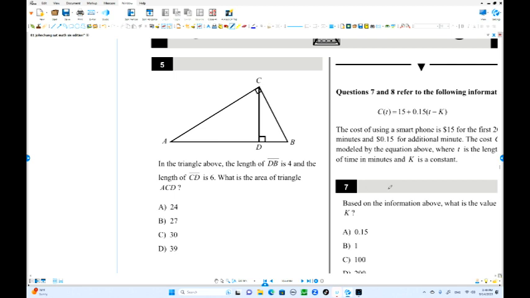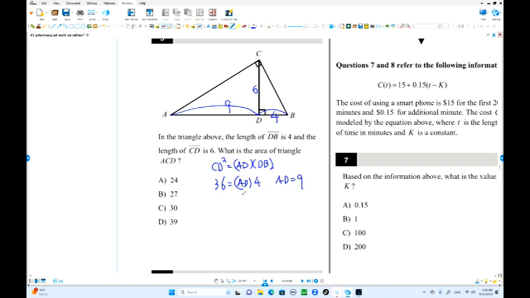Number 5. You have a right triangle proportion, right? DB equals 4, this side is 4, and the length of CD is 6. You know that CD squared equals what? AD times DB, right? That's the formula. I'm going to write it down over here. CD squared equals AD times DB. 36 equals AD times DB, which is 4. AD equals 9. This side is 9.